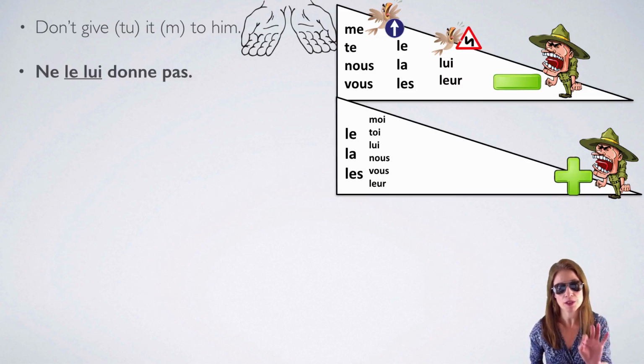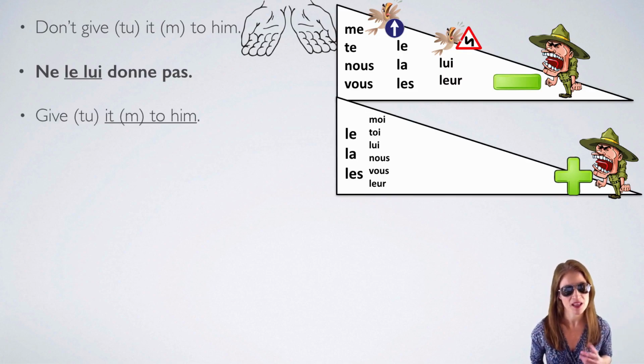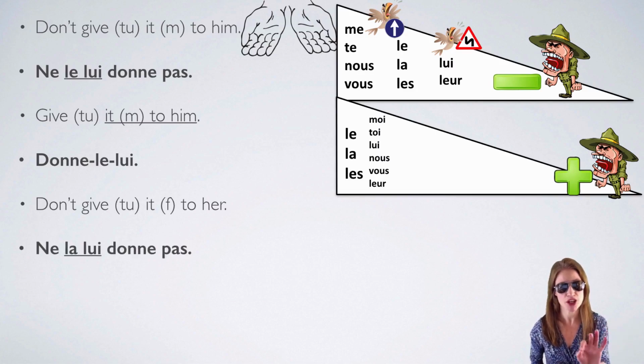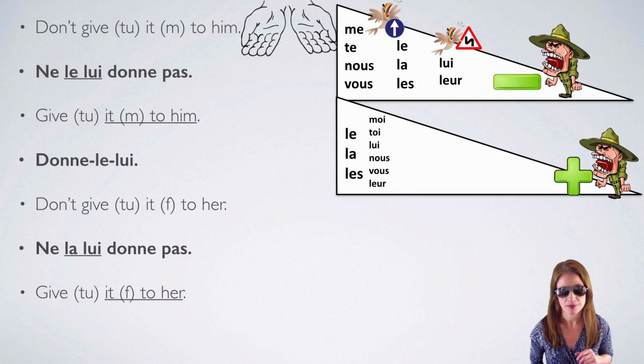Ne le lui donne pas, because the le goes before lui. Give it to him, addressing tu, and your it is masculine. Donne-le lui. Don't give it to her, addressing tu, and now your it is feminine. Ne la lui donne pas. Give it to her, addressing tu, your it is feminine. Donne-la lui.